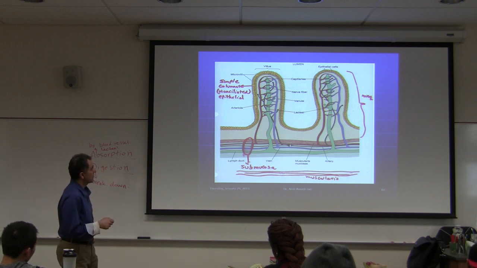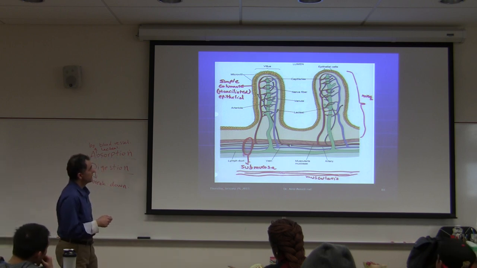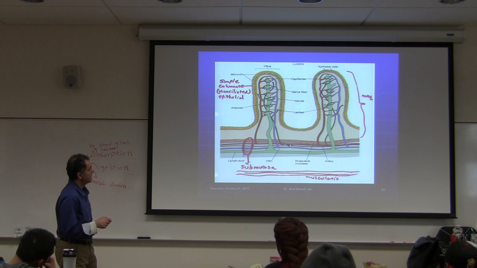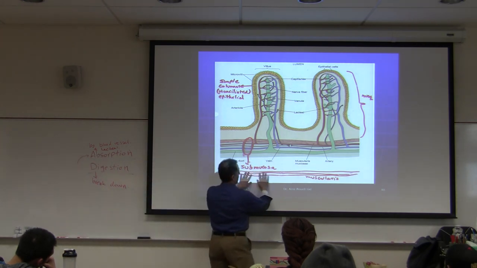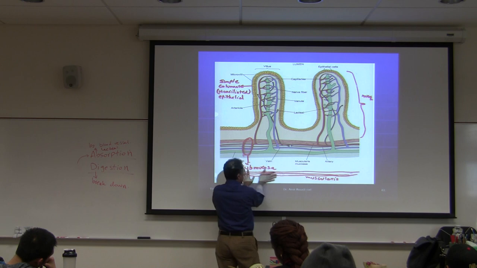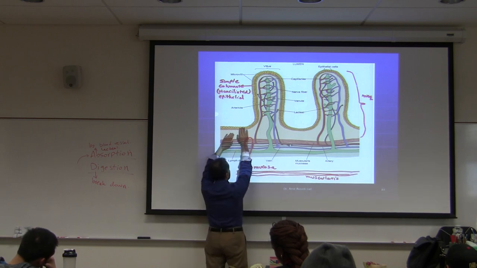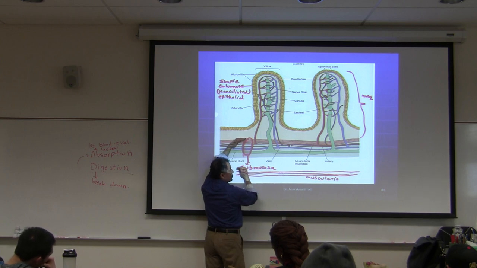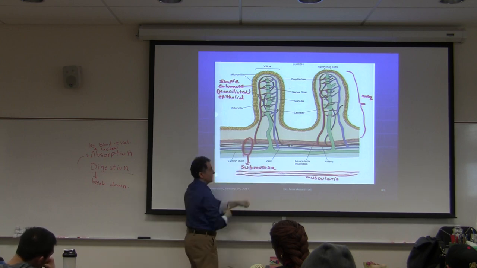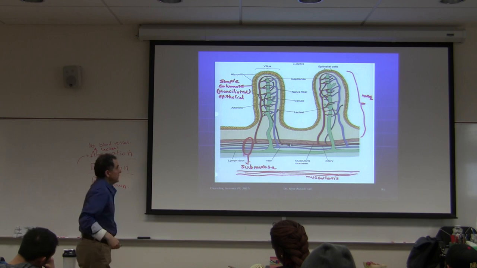Okay, here is simple columnar epithelial tissue. Here are the blood vessels. Here is a lacteal, and here is the mucosa layer. This is the muscularis layer. All of your circular and longitudinal muscles are here. Between the mucosa layer and the muscularis layer, right here, is your submucosa layer. We call it the submucosa layer.